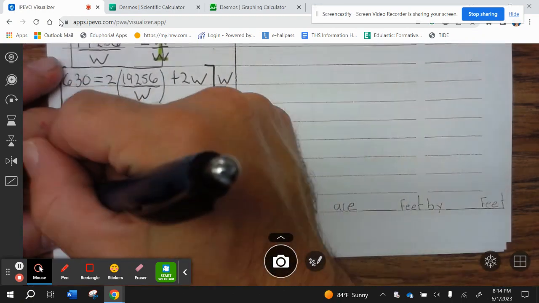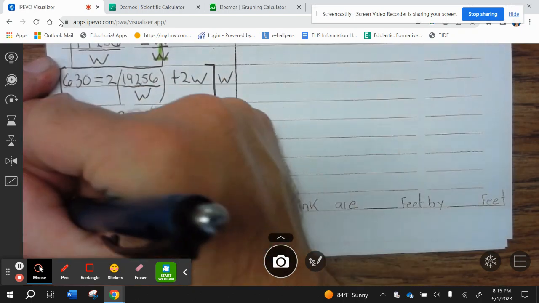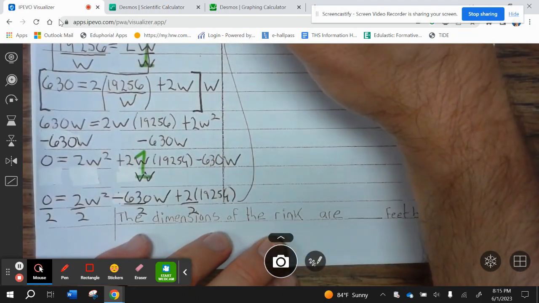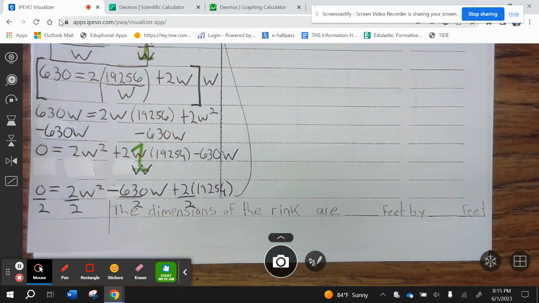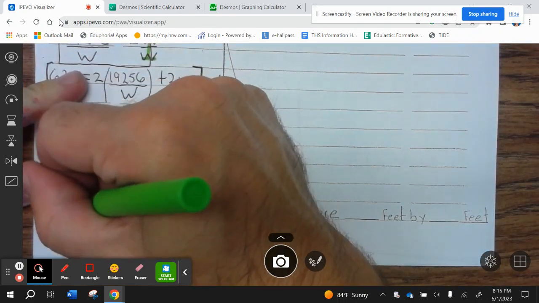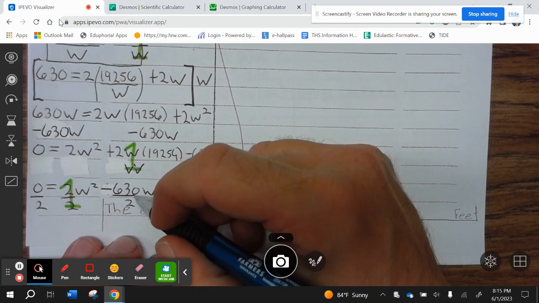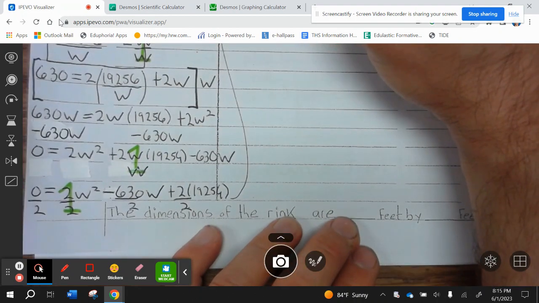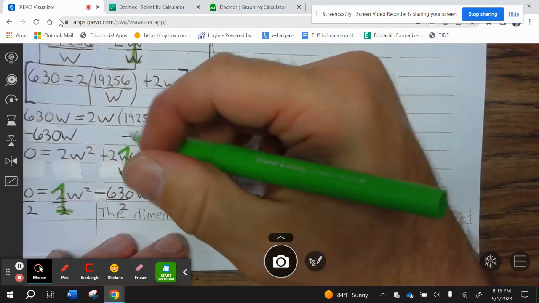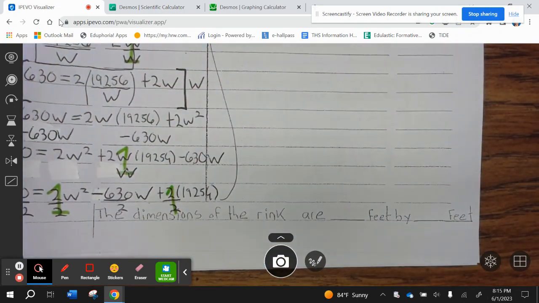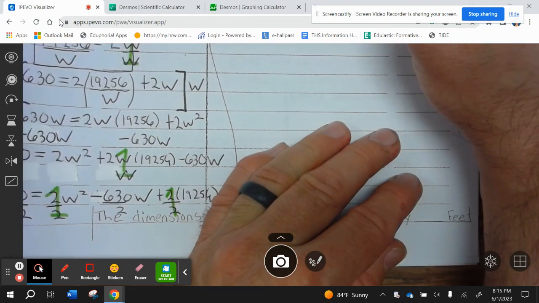So like before, we're going to divide everything by 2. That gives you 0 equals w squared, because this divides and becomes 1. Negative 630 divided by 2 is minus 315w. And then this divides and becomes 1. And then you're left with plus 19,256.